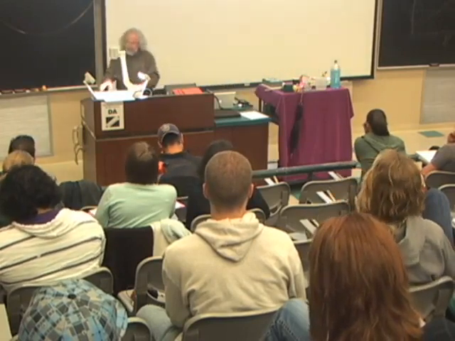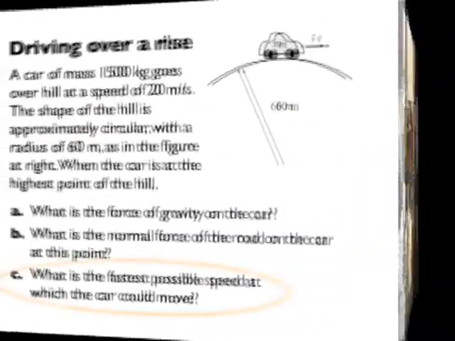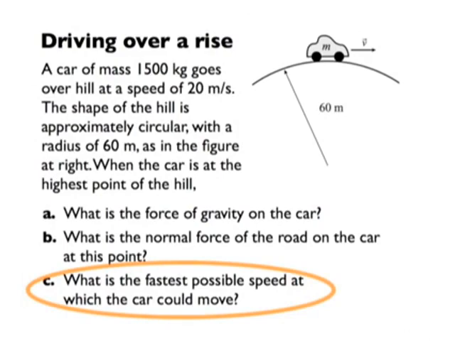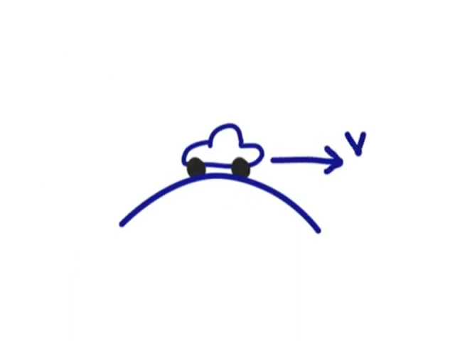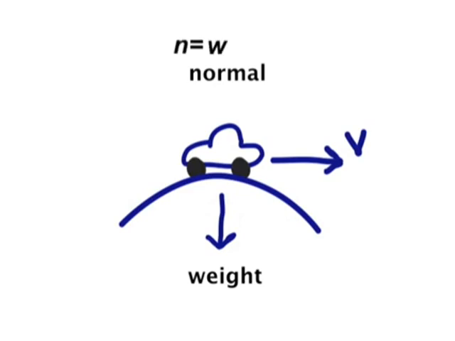Now, next up, we're going to solve for this question. What's the fastest possible speed at which the car could move? Think about this. The car was going at a certain speed, and the normal force is less than the weight force. What would happen to the value of the normal force if the car sped up? It's going to decrease, because the car goes a little bit faster, which means the acceleration is a little greater. Our equation says the normal force is equal to the weight force minus mass times acceleration. Acceleration gets bigger, normal force gets smaller.